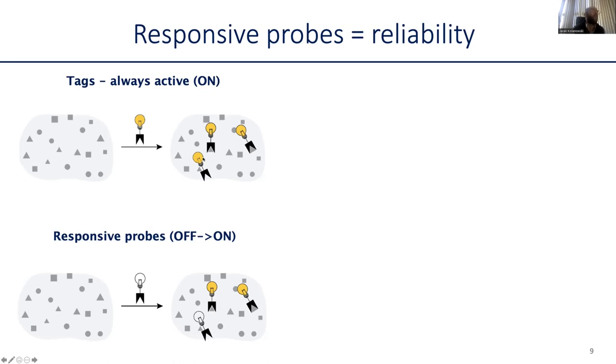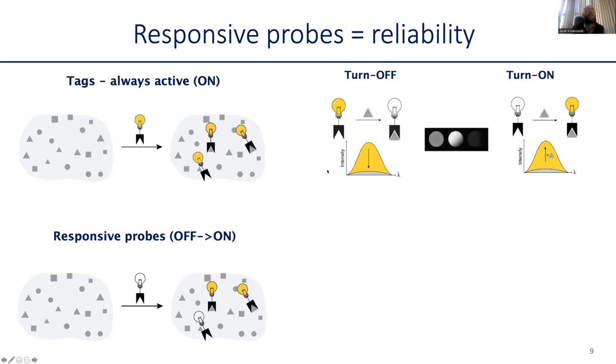Therefore, people preferentially work on development of responsive probes, so something which does not emit a signal, or emits a signal of one type and then changes the signal it emits upon binding to the target or interacting with the target. This type of response in presence of the target can be a so-called turn-off response or a turn-on response. Turn-off means the signal disappears. Turn-on, of course, means signal appears.